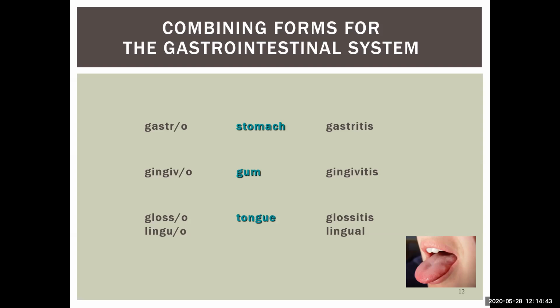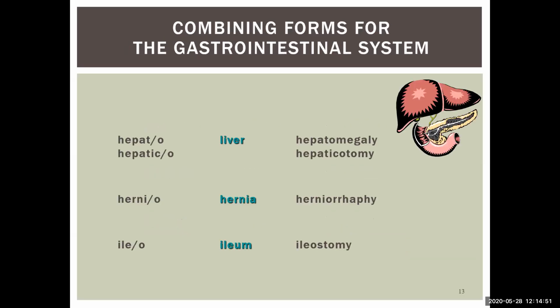Gingivo is gum, so gingivitis, inflammation. Glosso or linguo is tongue, glossitis and lingual, so pertaining to the tongue or inflammation of. Hepato is liver. Hepatomegaly, enlarged liver. Hepatotomy would be incision into, cutting into that liver. Hernio is a hernia, herniorrhaphy. So that means that if somebody has a hernia, we might be looking at repairing that.